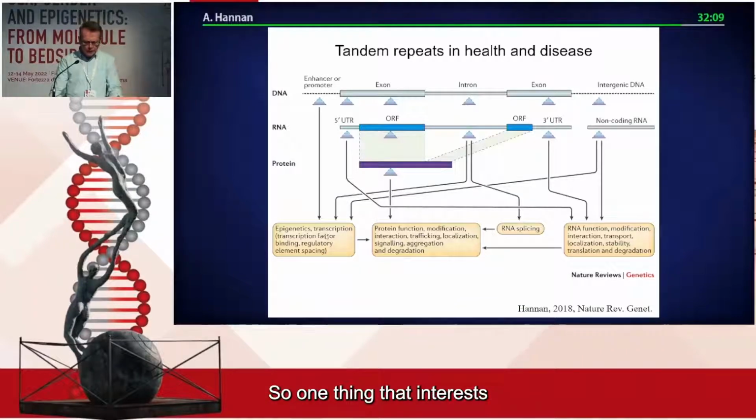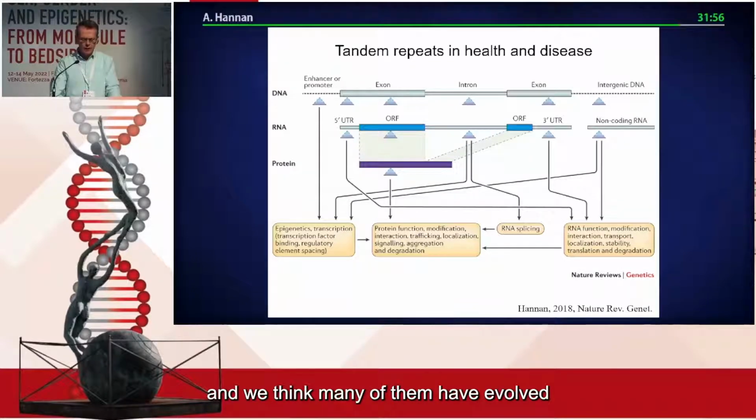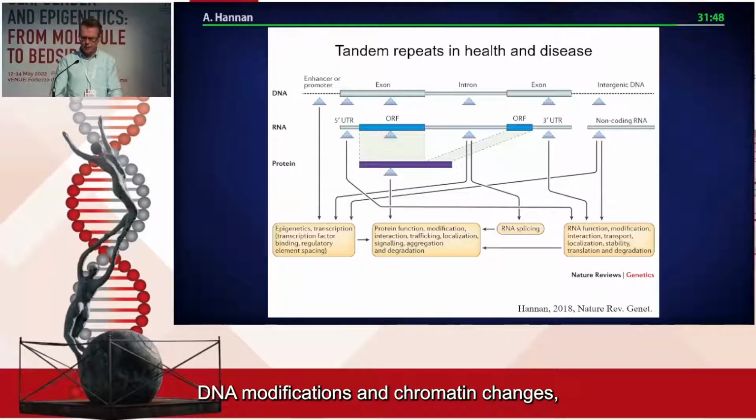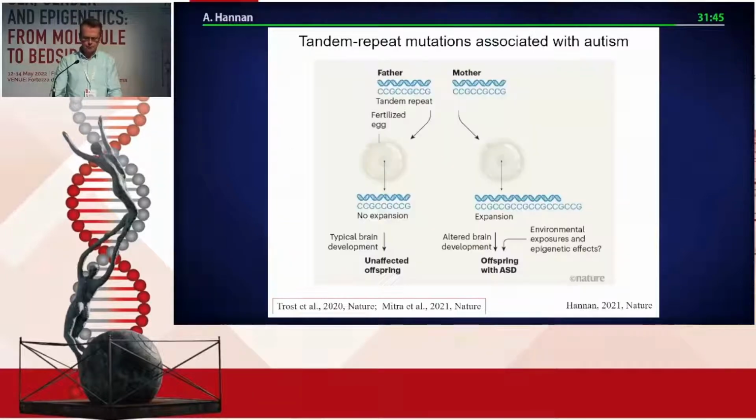So one thing that interests this audience is all of these potential functions, which we know very little about, of these other 1.5 million tandem repeats. Many of them are located outside of coding regions, and we think many of them have evolved related to epigenetic regulation because they can undergo different DNA modifications and chromatin changes, etc.